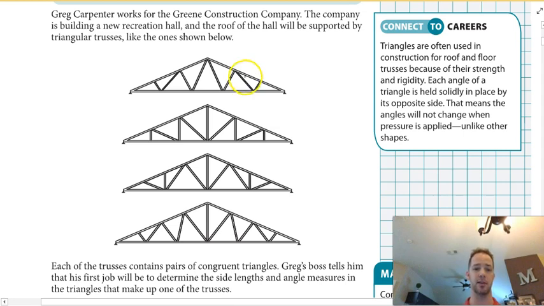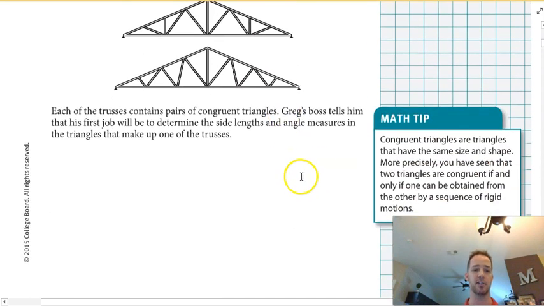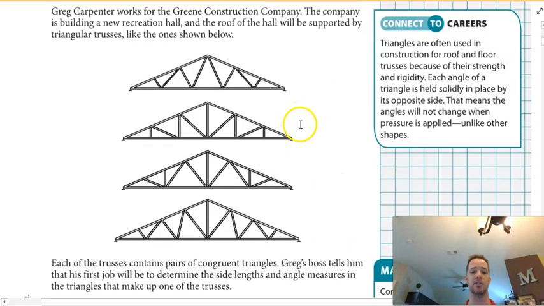The first one looks a little bit different than the second one, and I noticed in this area here, the second one and third one are different. Looks like all of these are different, actually. Different types of roof trusses they could make. Each of the trusses contain pairs of congruent triangles. Greg's boss tells him that his first job will be to determine the side lengths and angle measures of the triangles that make up one of the trusses. So we have lots of different kinds of triangles in each of these trusses.